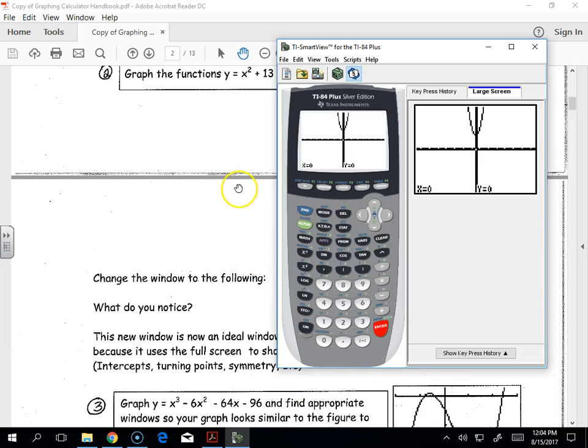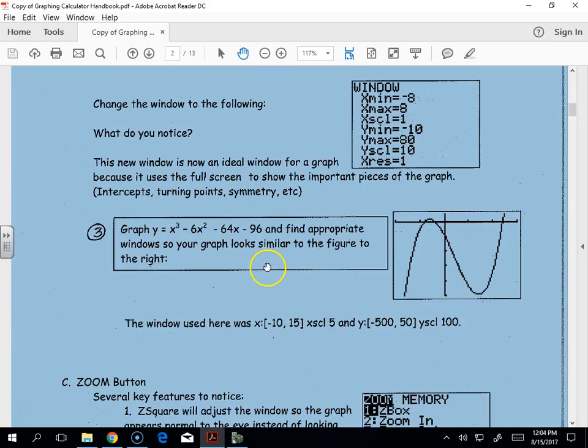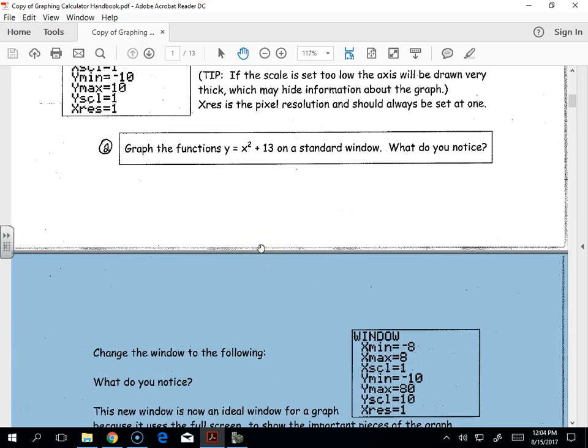So for number 2, how'd you guys tell me that you did it? And then what do you write down?